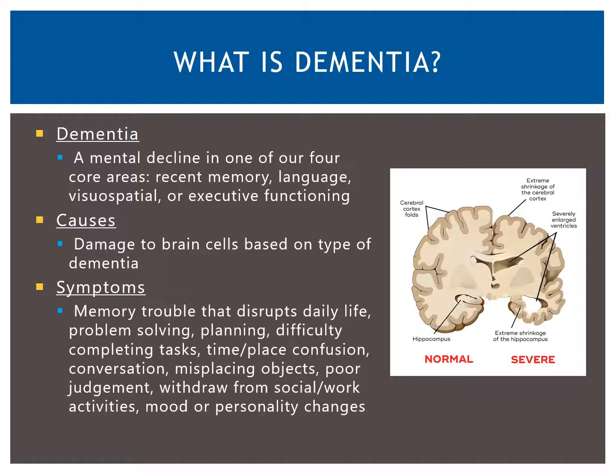So, what is dementia? Dementia is essentially a mental decline in one of the 4 core areas pertaining primarily to recent memory, language, visual spatial, or executive functioning. The causes are specific to the type of dementia process at play, but essentially it's damage to the brain cells based on the type of dementia, which we'll get into on a later slide. Symptoms consist of memory trouble that disrupts daily life, problem solving, planning, difficulty completing tasks, time and space confusion, conversation concerns, misplacing objects, poor judgment, withdrawal from social or work activities, and mood or personality changes. The severity of these symptoms is going to depend on the staging of the disease process as well.